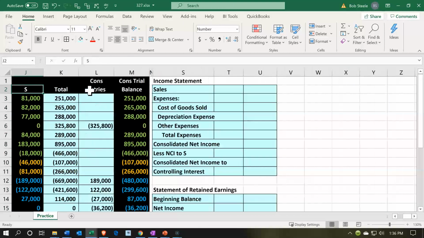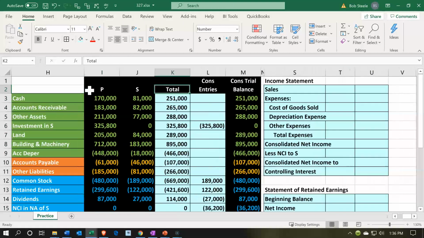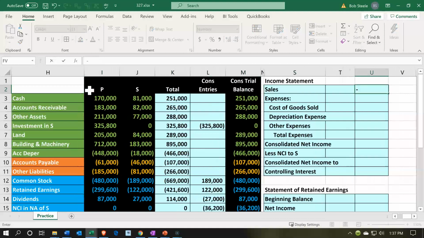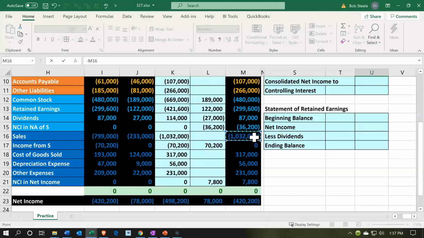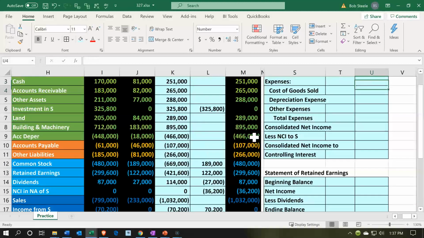Then we're going to create the income statement, which I'm going to do pretty quick because, like I say, most of it's going to be the same stuff here. So I'm going to say the sales, I'm in column U, I'm going to be in the outer column. I'm going to say negative to flip the sign, and I'm just going to pick up the revenue.